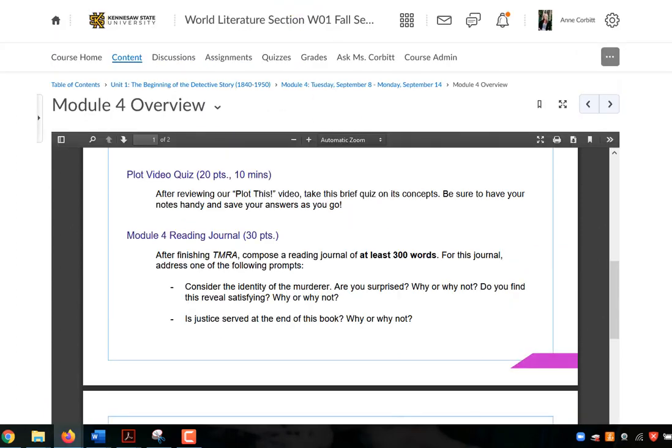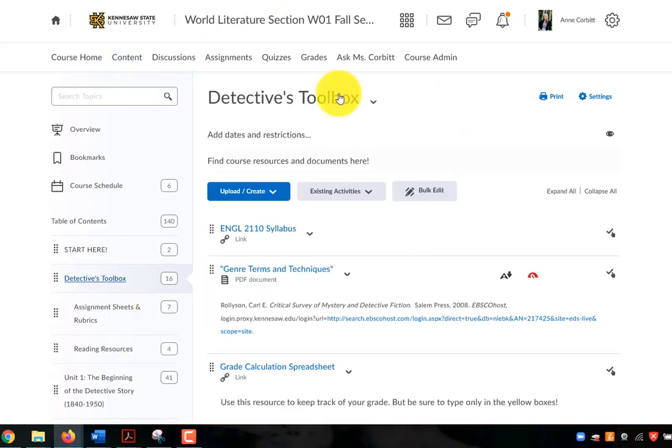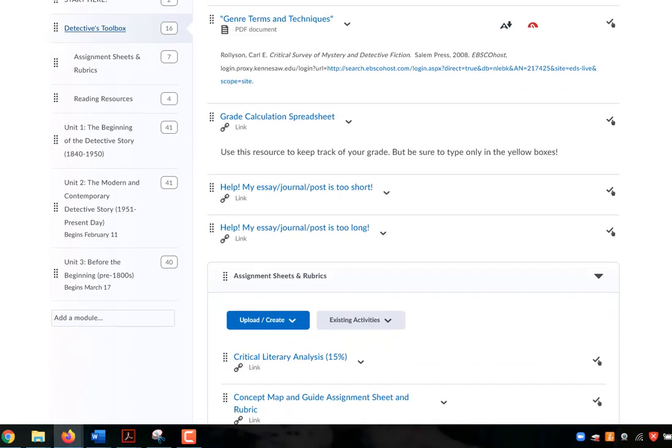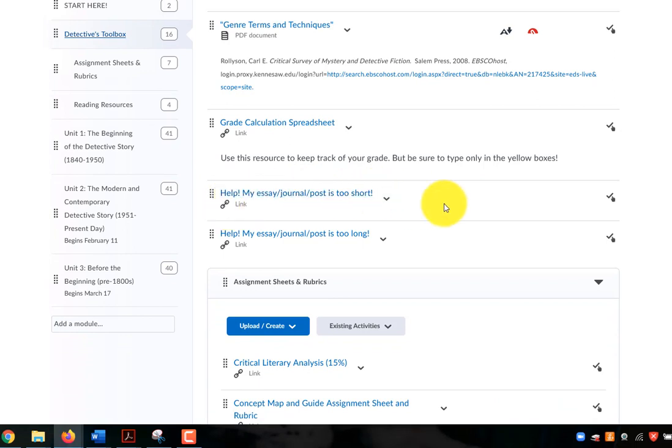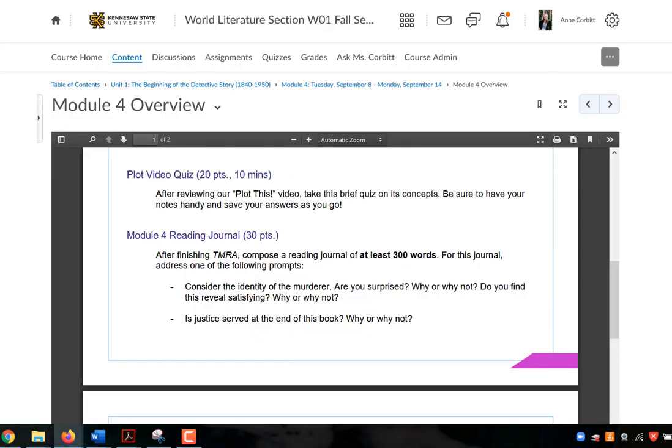I did want to point out one thing. I'm clicking over here to our Detectives Toolbox. If you haven't noticed it, please see that we have these resources: Help, my essay journal post is too short, or help, it's too long. In most cases we won't have a maximum length, so that one may apply more to the essay. But on the short side, a lot of us are still really short of the minimum word count. So I recommend checking out this resource that gives you specific things you can do to help develop your response more so that you can meet both the development and word count requirements.